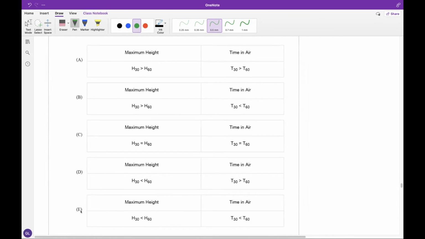Give you guys about 10 seconds. I'm surprised this is actually a physics C question, to tell you the truth. It sounds intimidating.